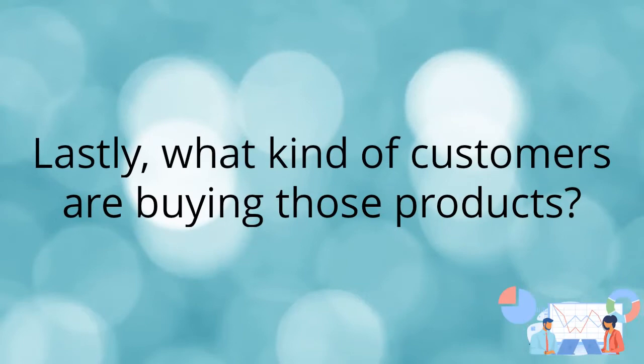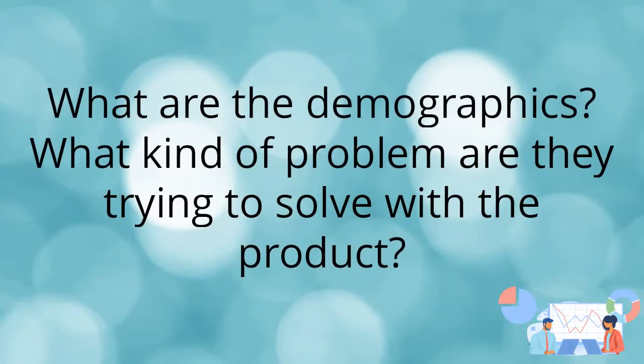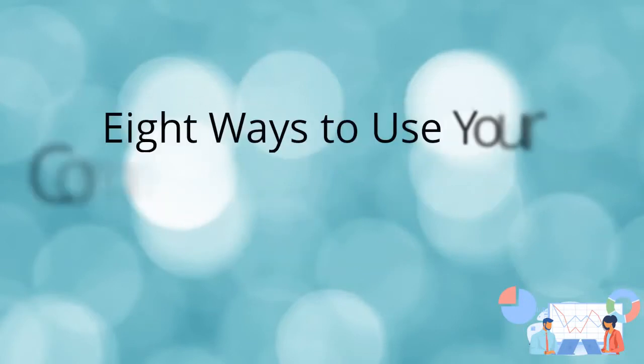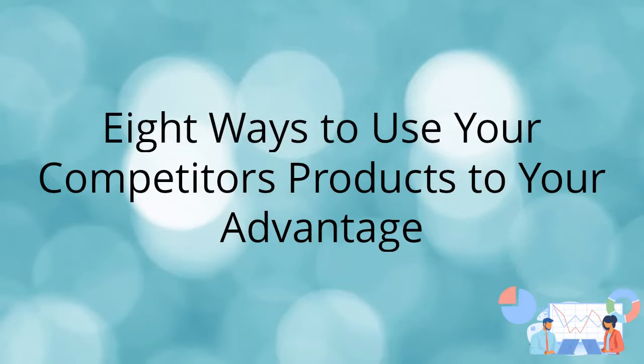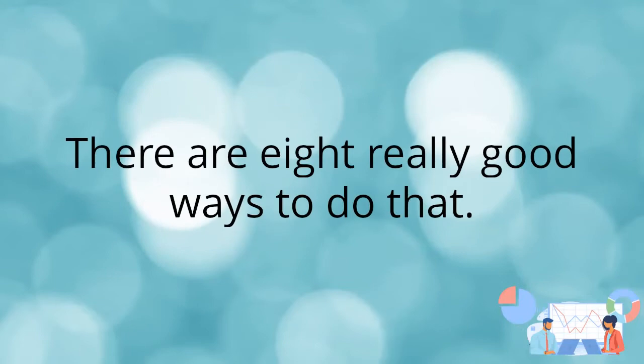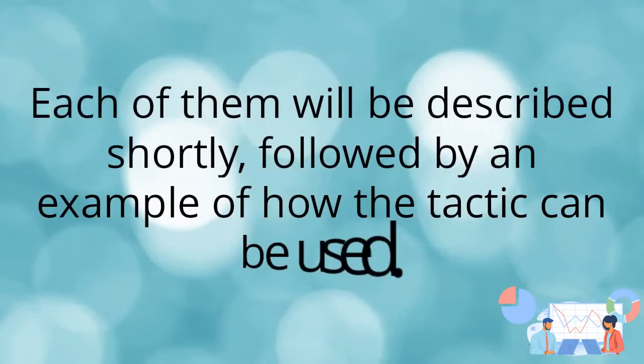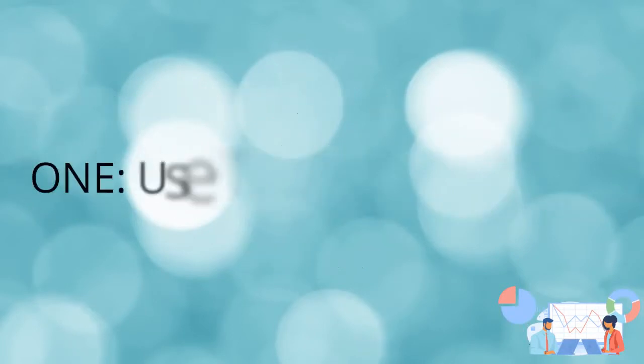Lastly, what kind of customers are buying those products? What are the demographics? What kind of problem are they trying to solve with the product? Now that you know more about the products being offered by your competitors, then it is time to use them to your advantage. There are 8 really good ways to do that. Each of them will be described shortly, followed by an example of how the tactic can be used.